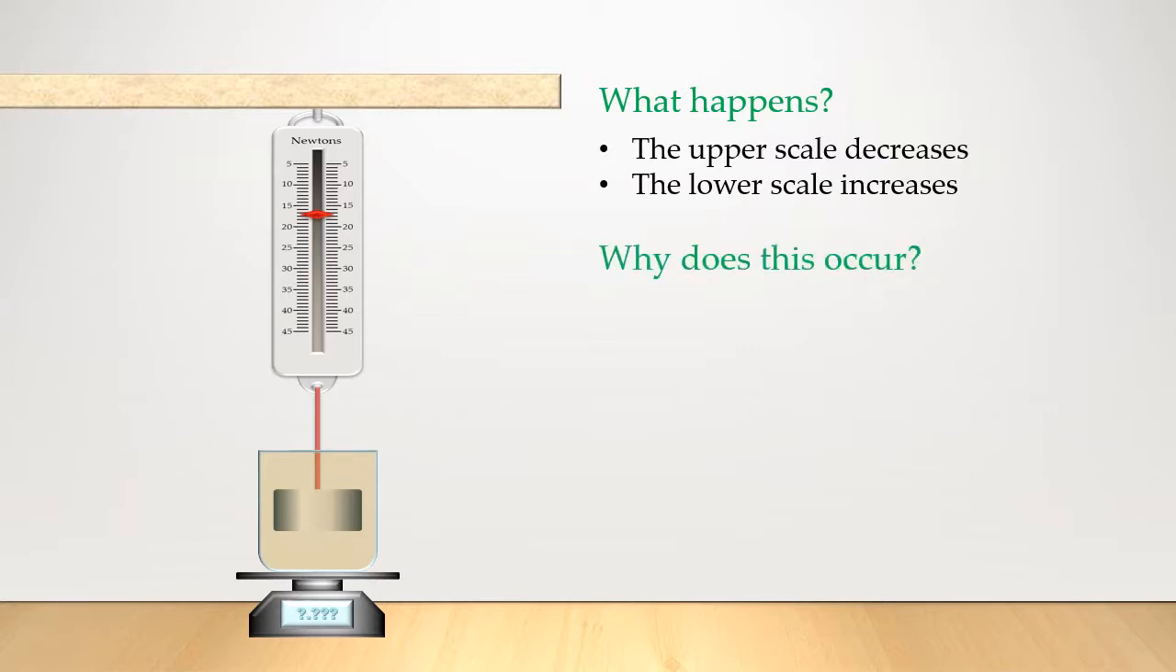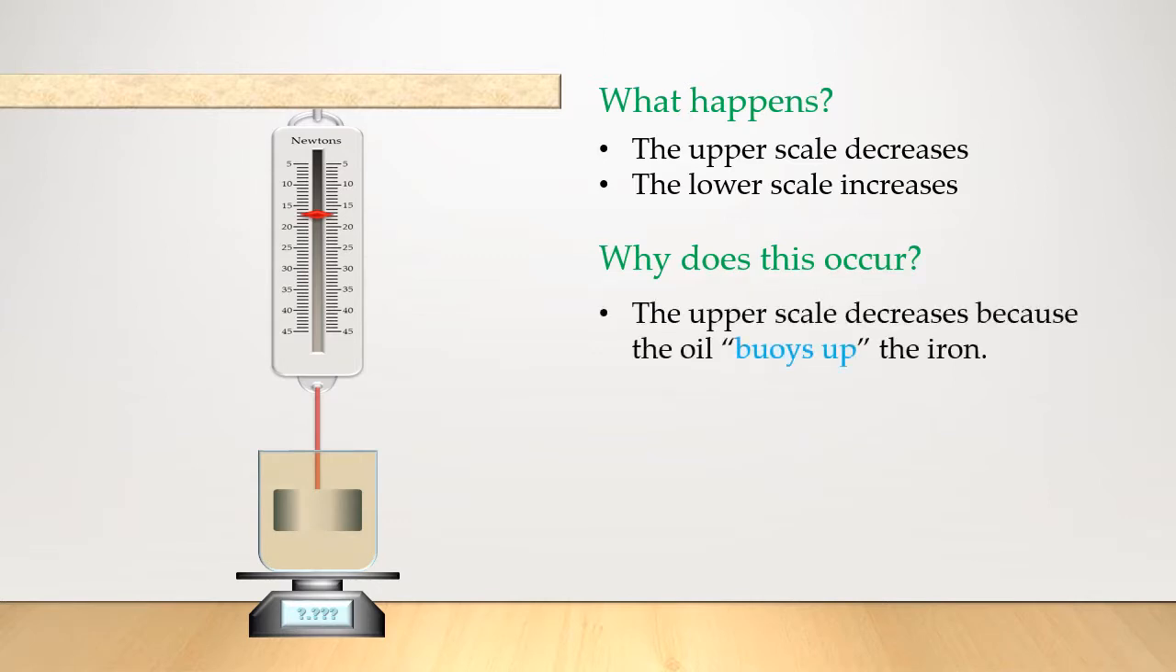So why does all of this stuff happen? Well, first off, the upper scale decreases because the iron is actually lifted up by a force called buoyancy. We say that the oil buoys up the iron or lifts it up a little bit. And so that's why the spring scale goes up a little bit.